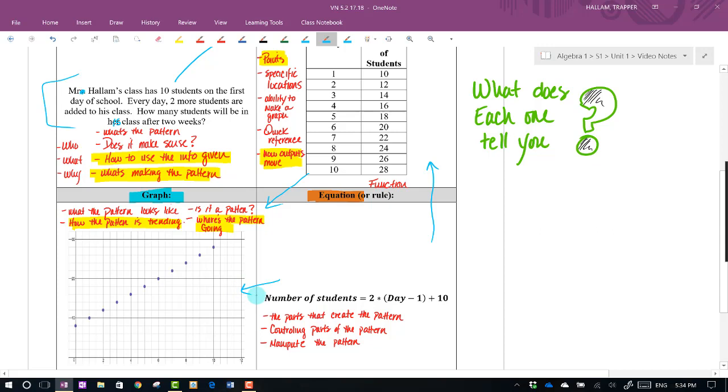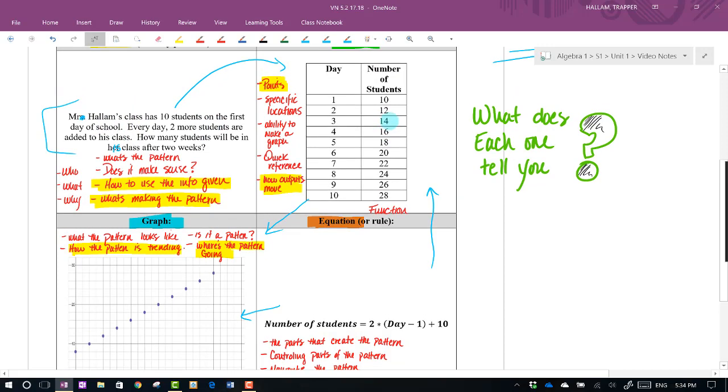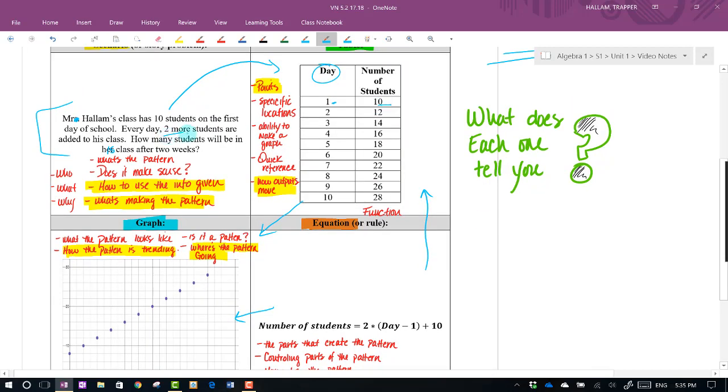Okay, so this table here should represent what we see here. It says Mr. Hallam's class is 10 students on the first day. And if we go back to this table, we can see that there's days. There's exactly on the first day that there are 10 students. It says that 2 more will enter each day after. So on day 2, we've moved a day. We got 2 more students. Day 3, we've got 14 students. Day 4, we've got 16 students. So that generates a set of ordered pairs.